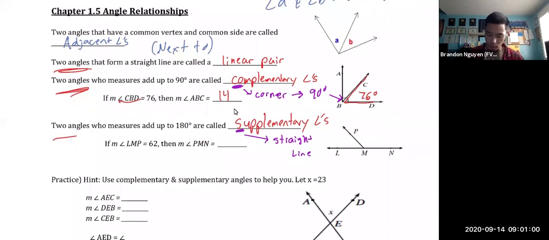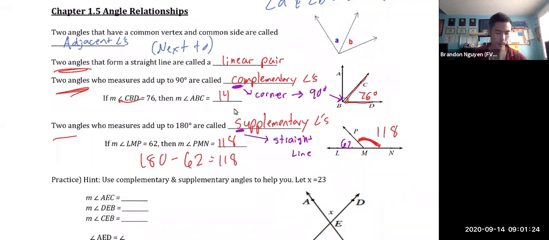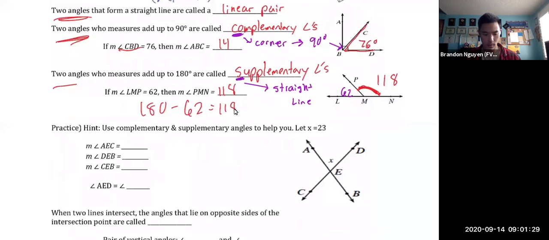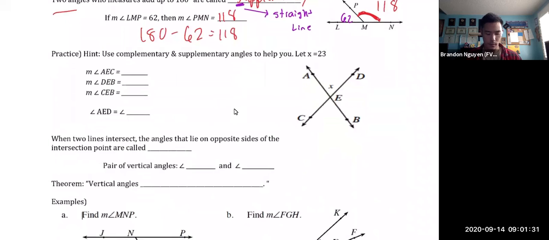Okay, so angle LP over here is 62. The other angle has to be 118. To do that, a little quick math, you just do 180 minus 62, right? To get that 118. Bam.